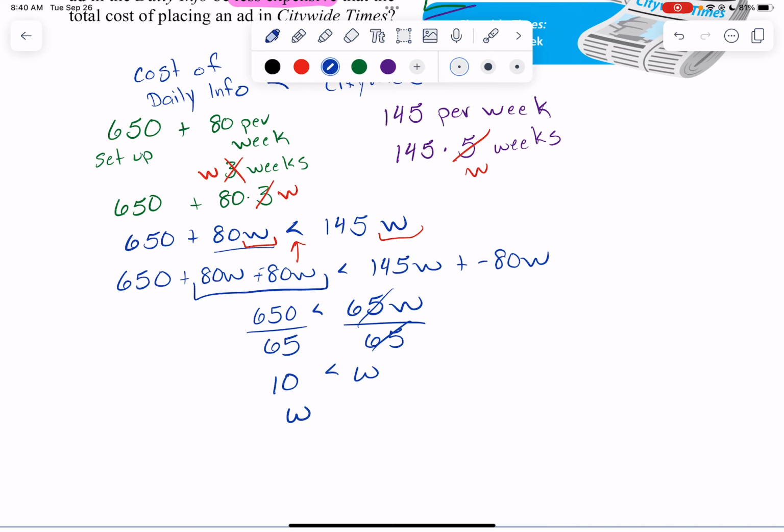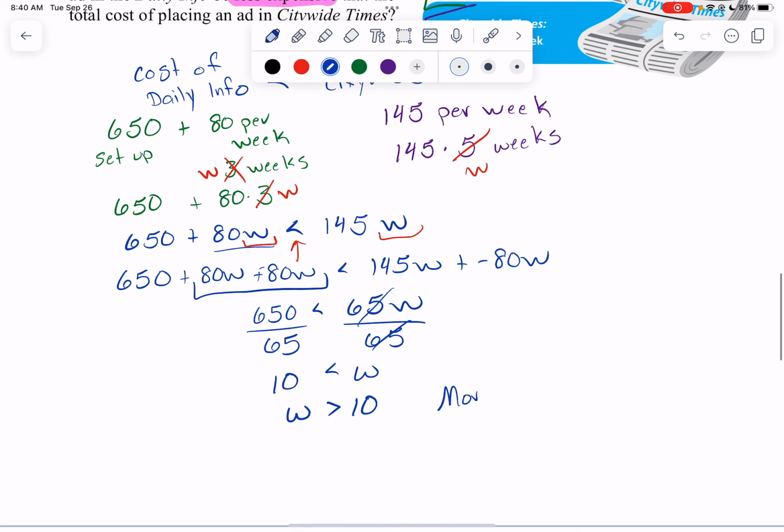Again, we have to be careful when flipping. My inequality flips too. So W has to be greater than 10. So more than 10 weeks. More than 10 weeks. If we graph this, here's 0, here's 10. Basically open dot that way.